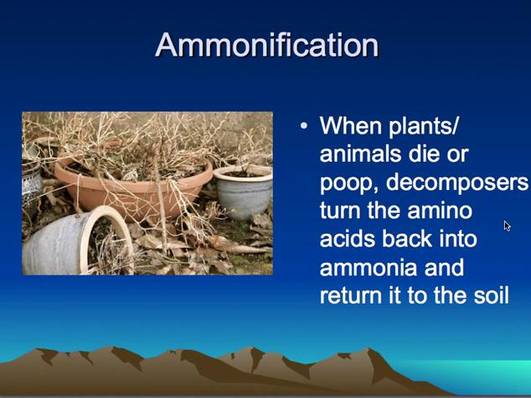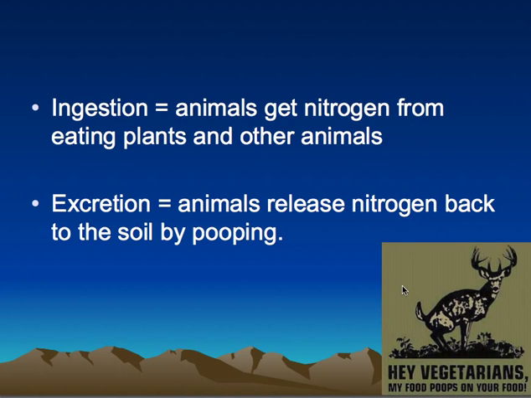Ammonification is when plants or animals die or poop, and then the decomposers take that material and turn the amino acids back into ammonia and return it to the soil. So that's another way that we can get ammonia, is through things pooping or dying. So excretion is when animals release nitrogen back to the soil by pooping, and ingestion is when animals get nitrogen by eating plants and other animals.